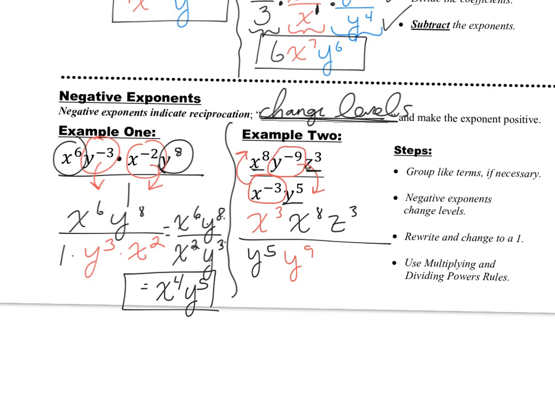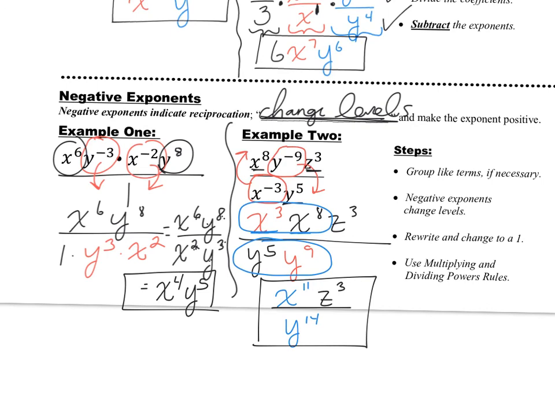So now that I'm ready to simplify, I can remember that I have a multiplying powers rule. So what do I notice? I notice that I have x to the 3rd and x to the 8th. So multiplying powers rule, what do I do? I add the exponents when the base is the same. So this will give me x to the 11th power, and I still have my z to the 3rd, divided by, and again here on the bottom I have the same base, so I'm going to get y to the 14th power. And I'm done.